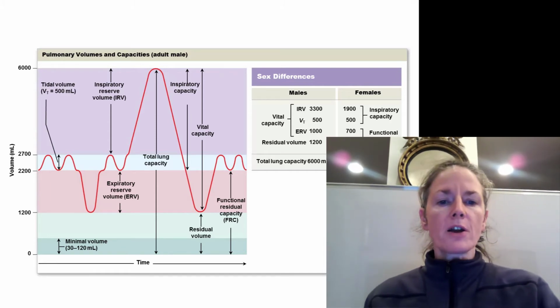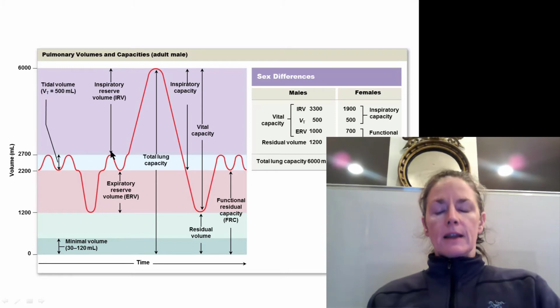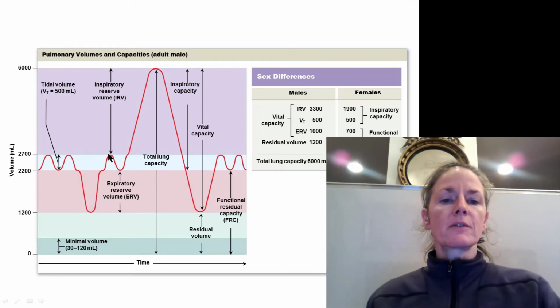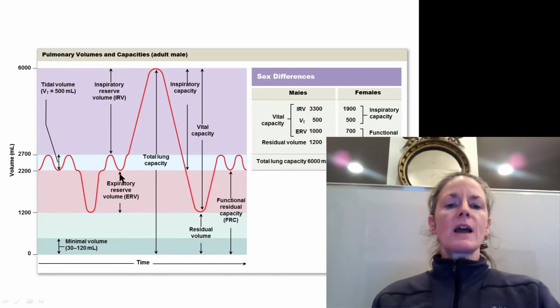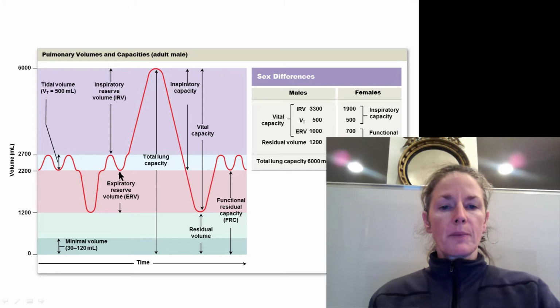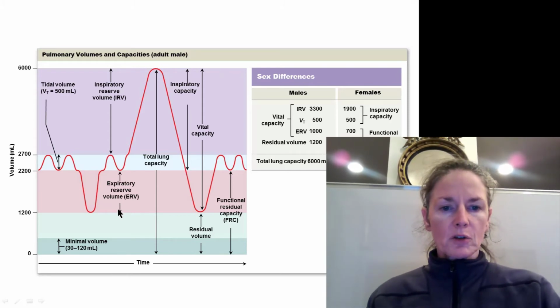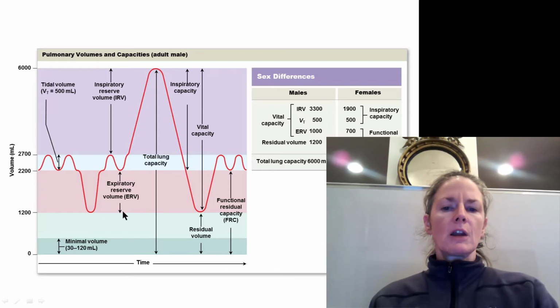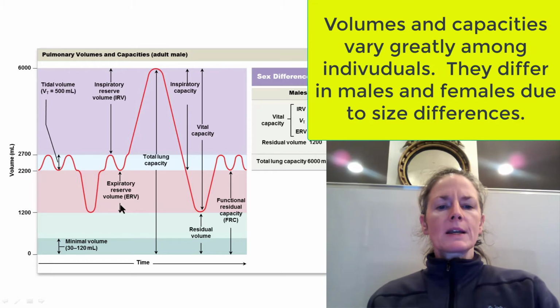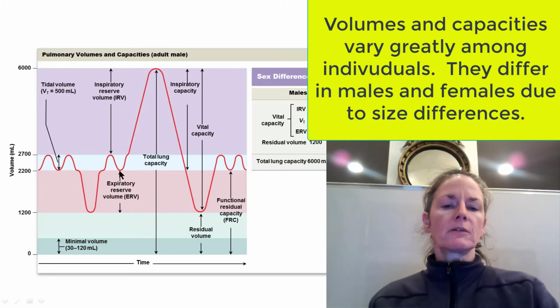So our 4 volumes then are our tidal volume, whatever we can inhale above and beyond the peak of our tidal volume to fill our entire lungs. This would be our inspiratory reserve volume. And whatever we could exhale below and beyond the bottom of our tidal volume until we can't exhale any further. And this usually leaves us a residual volume of about 1200 milliliters, but this bit that we can exhale below our tidal volume is called the expiratory reserve volume.